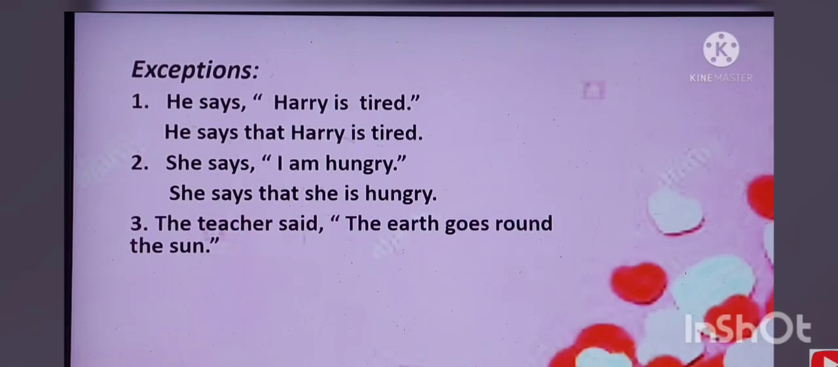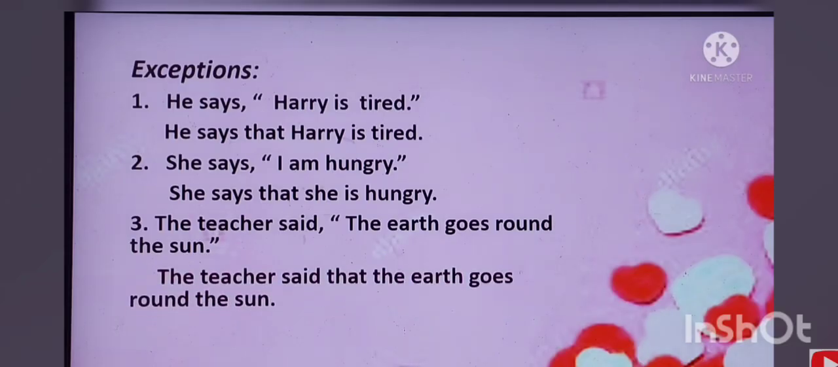Now look at this one. The teacher said the earth goes round the sun. And the answer is, the teacher said that the earth goes round the sun. No change in the tenses. Why? Because the earth goes round the sun is a universal truth. Please remember universal truth. That means it cannot change. So you can't say the teacher said that the earth went round the sun. It has to be the earth goes round the sun.